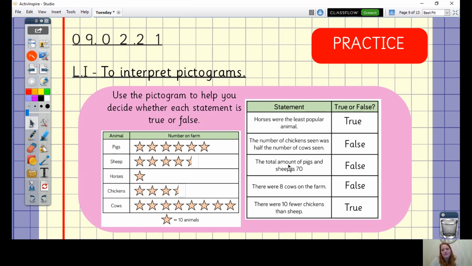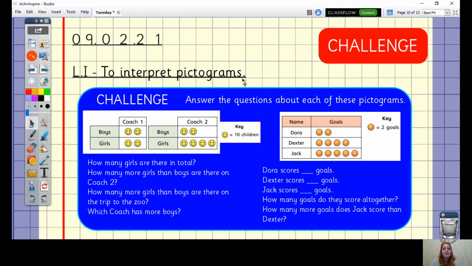Well done if they were the answers that you found as well. Okay, so to move on to your challenge for today. Now you'll be familiar with this because you did an activity just like this last week. So I am giving you 2 different pictograms here, and each of these pictograms have different keys. Okay, and you can see the key hopefully on the screen there. For each of these pictograms, you've got a series of questions to answer.